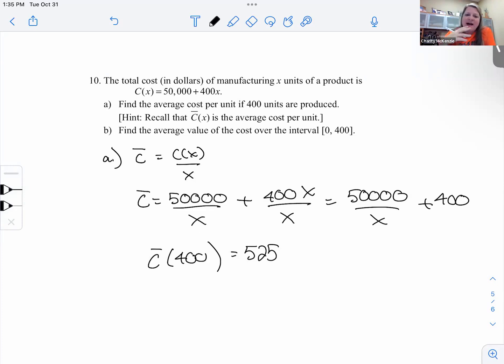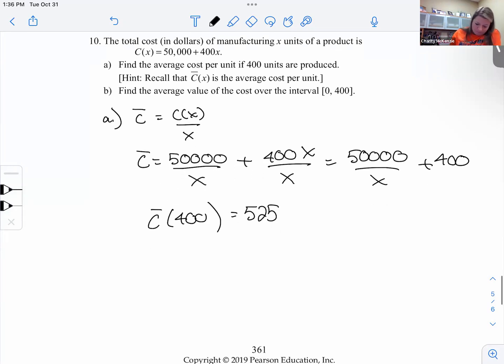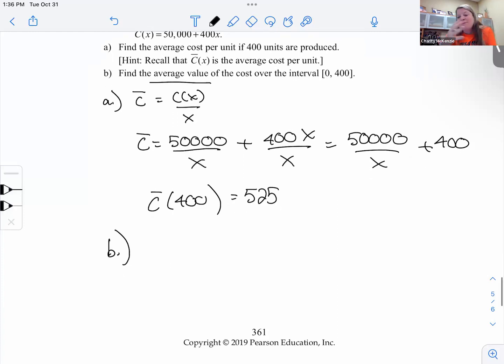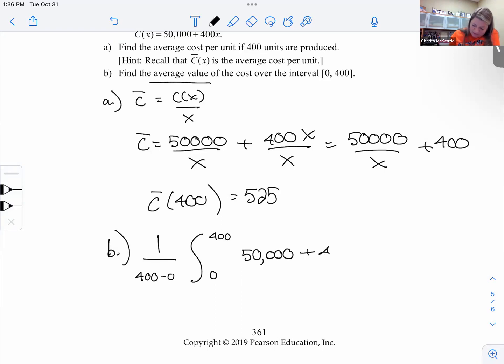Now it's saying find the average value of the cost over this interval. So it wants the average value of the cost over this interval. So I'm selling from 0 to 400 items. What is going to be my average cost per item? Okay, so it goes from 1 over the 400 minus 0, integral from 0 to 400 of the function. Totally different question. Go back to the original function. Do not try to use part A, dx, okay?